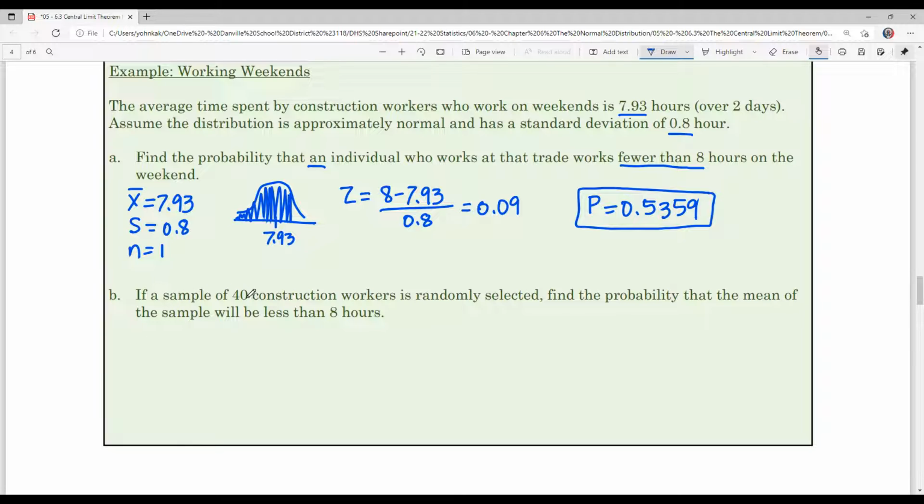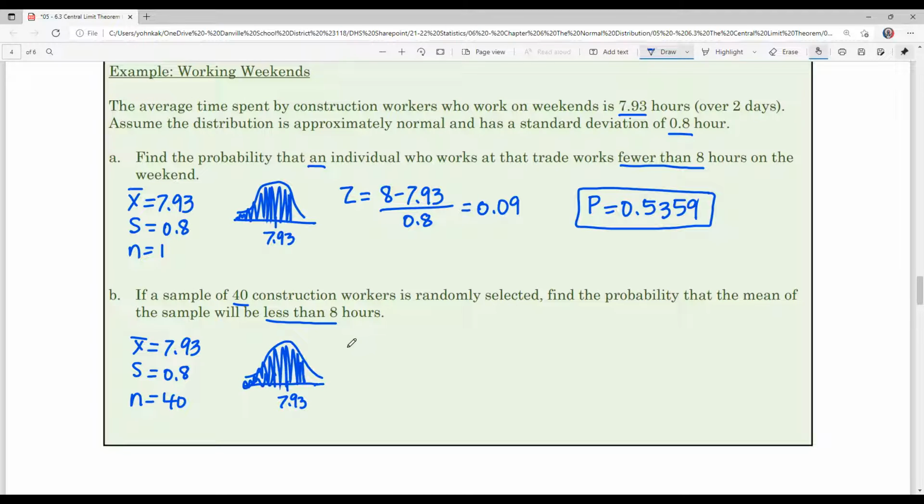Now, let's say a sample of 40 construction workers is randomly selected. Find the probability that the mean of the sample will be less than 8 hours. So now we're going to be doing the same values as up top. 7.93 is our mean. S equals 0.8 is our standard deviation. And this time our n is 40. So our picture is still going to be the exact same thing. We're going to put the mean in the middle, 7.93. We still have less than 8 hours, so we're still shading to the left.